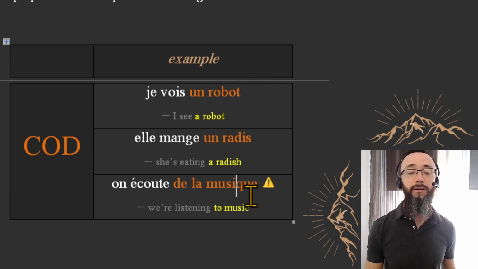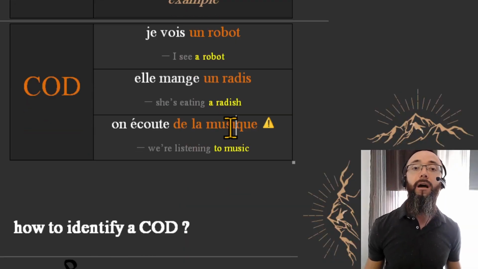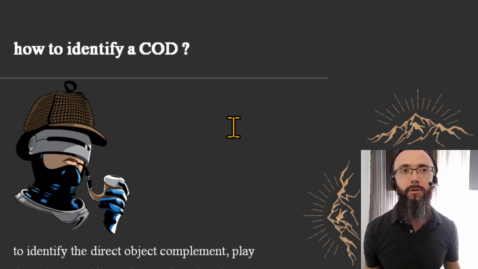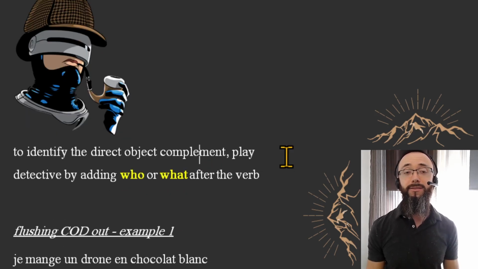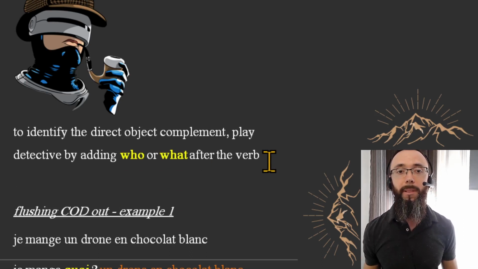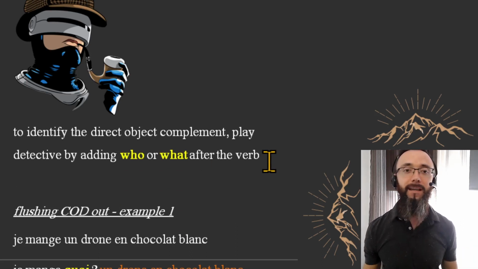I told you earlier, the case declension systems of other languages make it easier for learners to find out what does what in a sentence. In French, not so much so. You need to find out by asking a question. And this is where Robot Sherlock helps us find out what does what. To identify the direct object complement, play detective. Become a child again for a second by adding who or what after the verb.